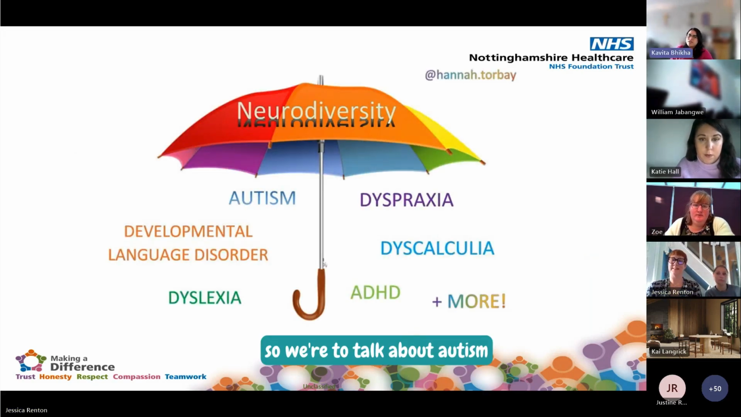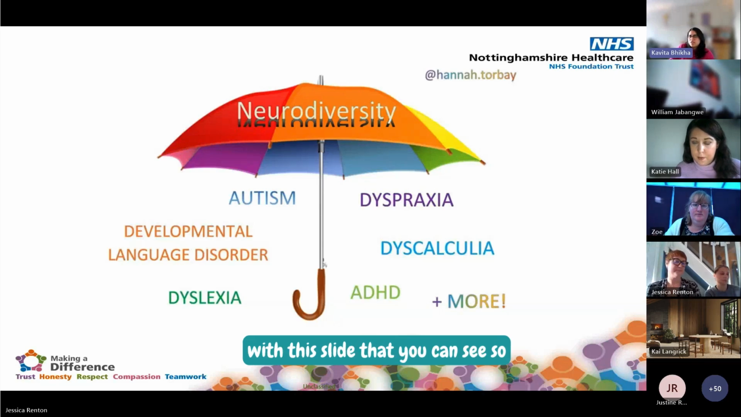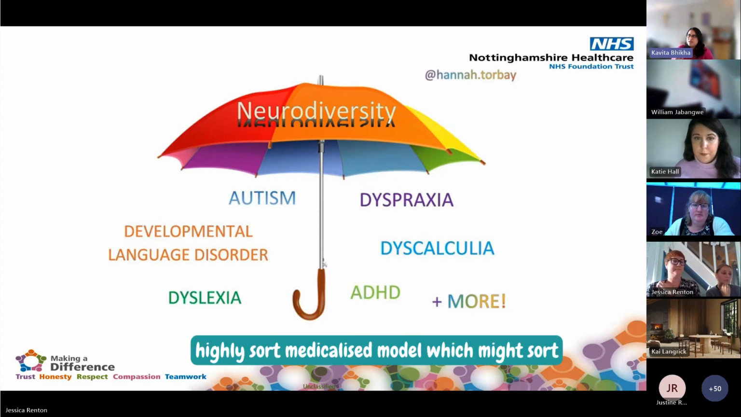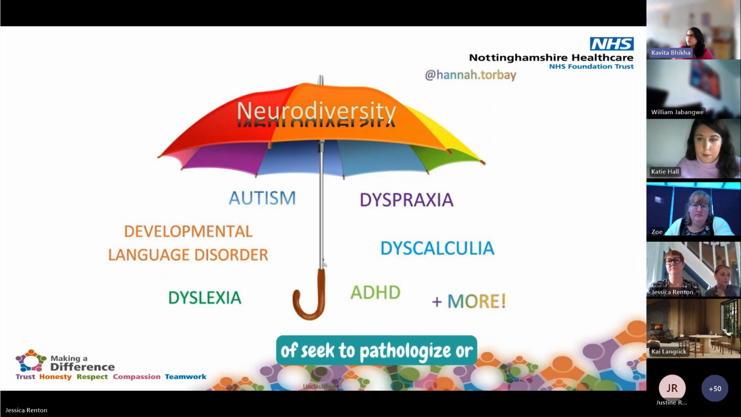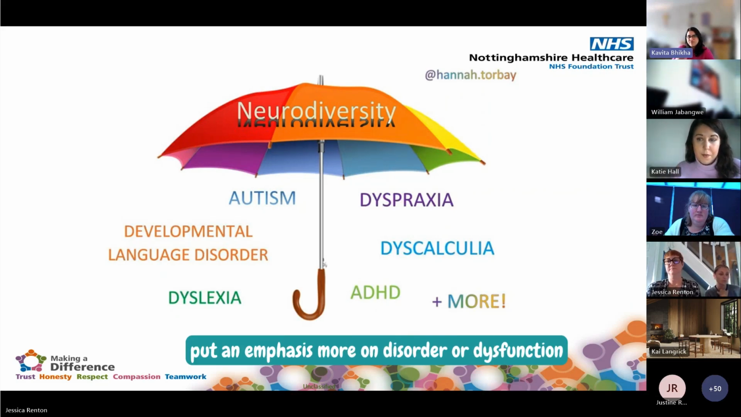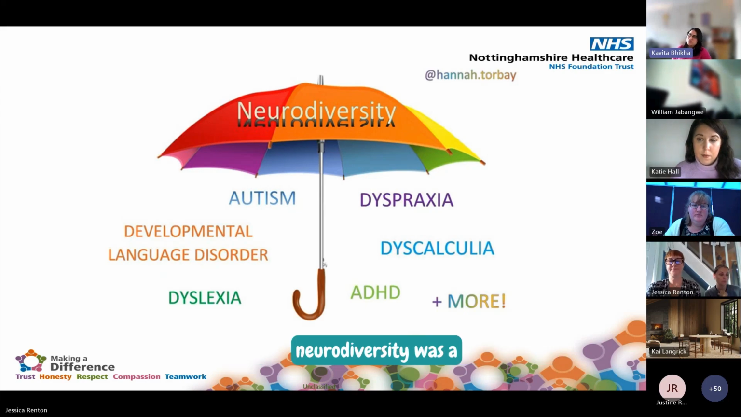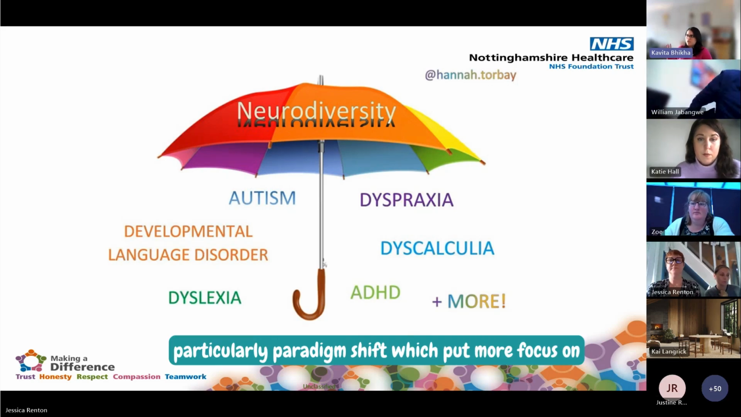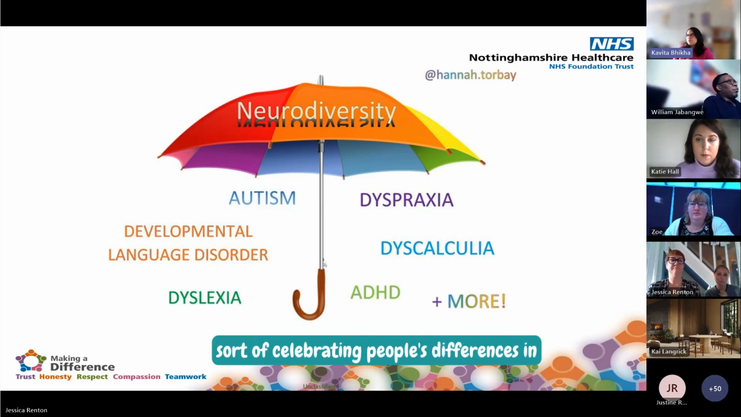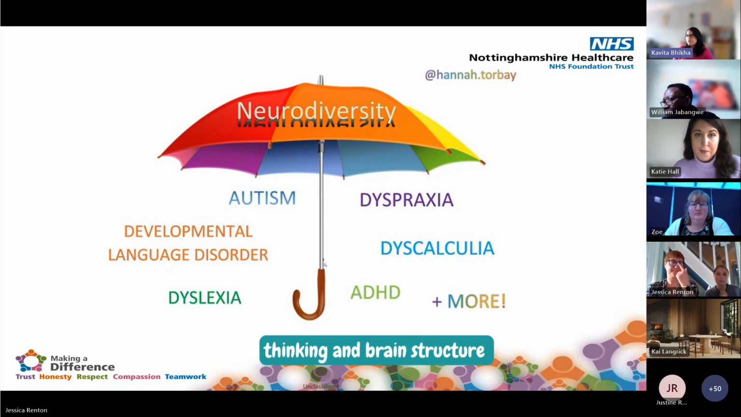Yeah, so we're going to talk about autism, obviously, in this presentation. With this slide that you can see, we're moving from the highly medicalized model, which might seek to pathologize or put an emphasis more on disorder or dysfunction. Neurodiversity was a paradigm shift, which put more focus on celebrating people's differences in thinking and brain structure.